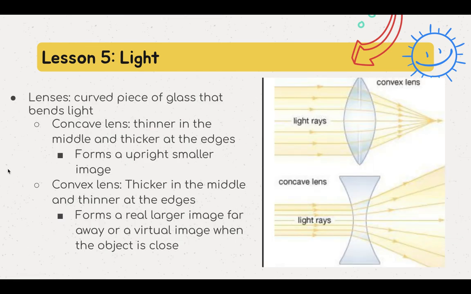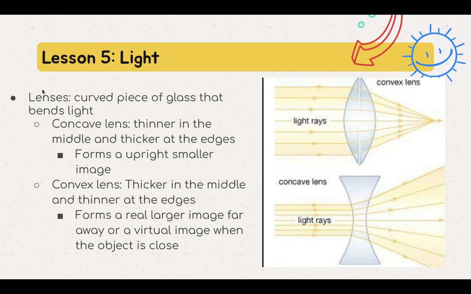Lastly, we talk about light and lenses. We are on lesson 5, light, but next we talk about lenses. Lenses are just a curved piece of glass that bends light. So the lenses in your glasses are a type of lens. The lenses that are in a telescope or a microscope, those are all lenses. So there's 2 different types. There's a concave lens. That's when it's thinner in the middle, and thicker at the edges.